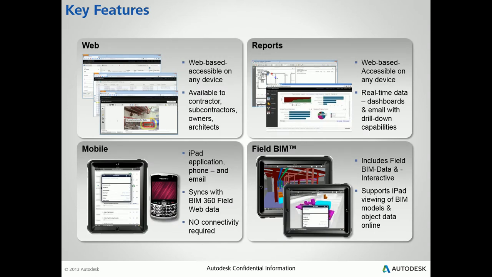So we have four main features for BIM 360 Field: the web version, the reports that you can see on the web version, and a mobile version where we can update data, and this mobile version can be taken to the field with BIM 360 Field.